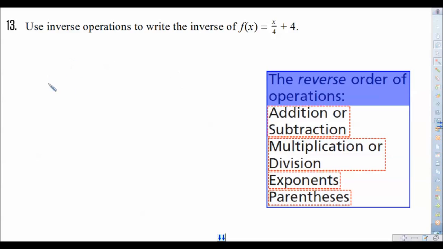So if we're trying to write our inverse, we need to have a set of rules that happen to x in the proper order that would undo this x. So if we divided by 4 and then added 4, the first thing we would have to do is subtract 4.